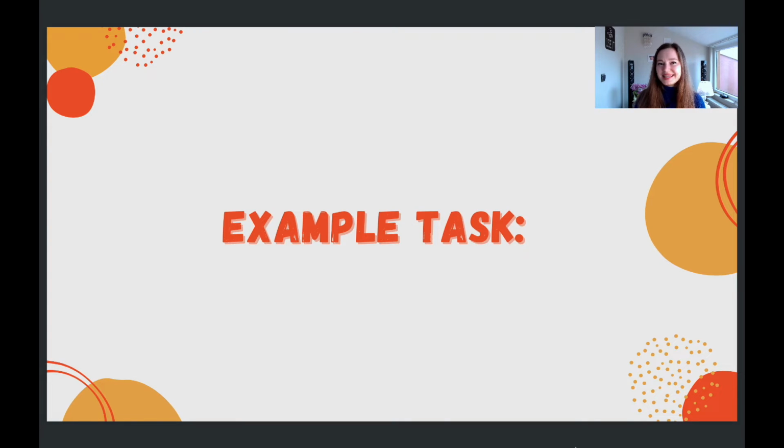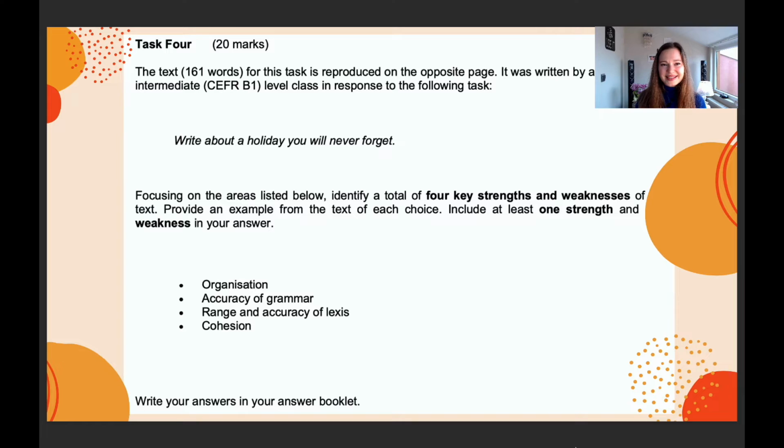And now let's have a look at the example answer. As you can see, this is a typical Task 4 where you are given 1 written part which was produced by the learner, and the topic is write about a holiday you will never forget. The level of the learner, as far as we can see, is B1, intermediate, which is really important for us to consider when we move on further to the key strengths and weaknesses which refer to the level.